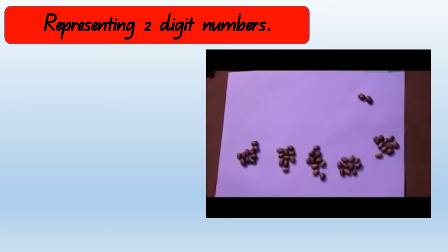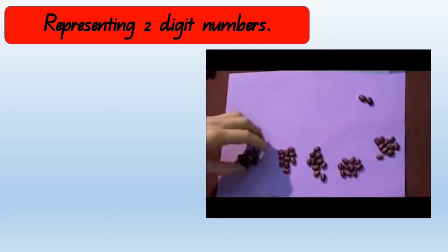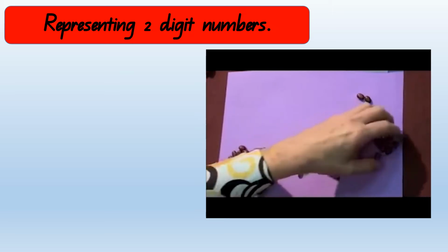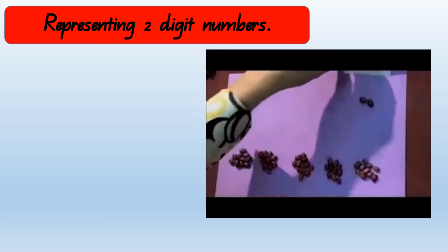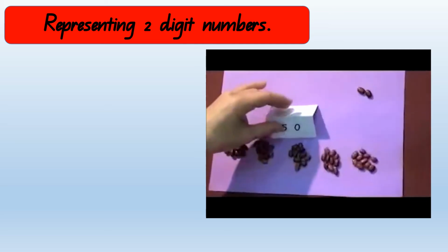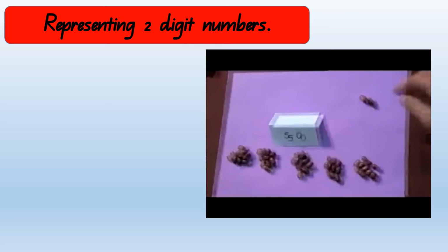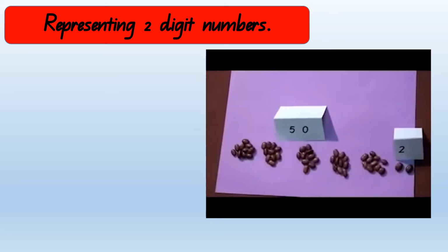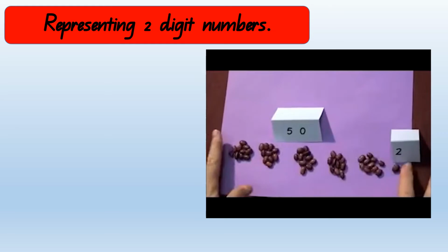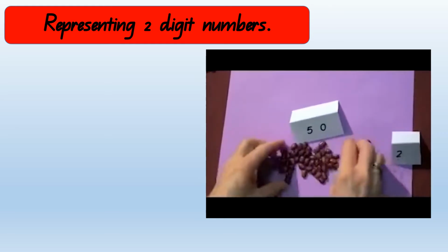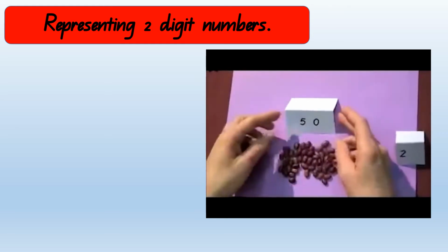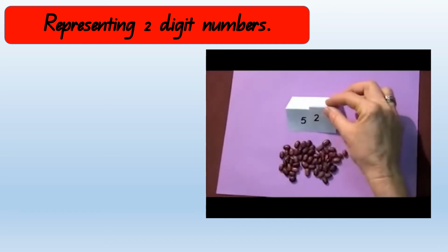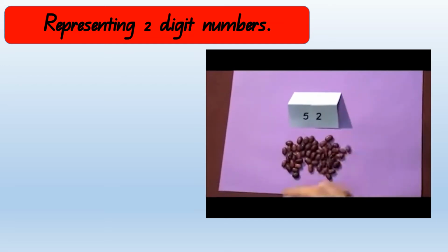Now I'll make the number symbol for 52 using folded cards. Here are my 5 groups of 10 or 50 beans. Here is the folded card that says 50. Here are the 2 leftover beans. And here is the folded card for 2. If I join the 52 beans together, I have my folded card that says 50, and I can overlap the folded card that says 2. 52.